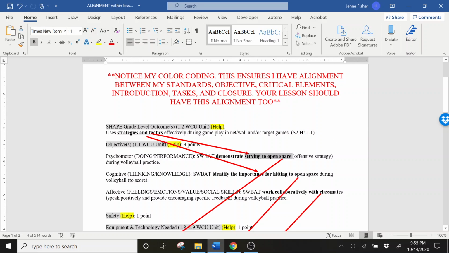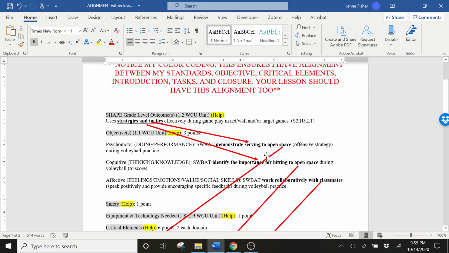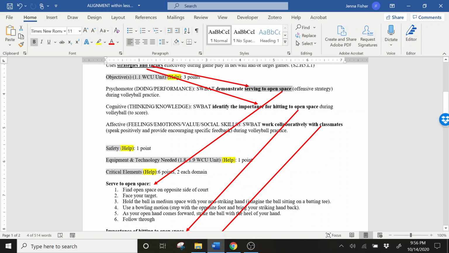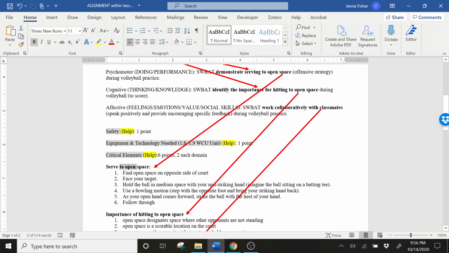So notice this arrow I have here going from strategies and tactics down to serving to open space in the psychomotor domain, which then means we need to take this major content or the product or whatever we're teaching in that psychomotor objective, and you need to have critical elements that align with that objective, so serving to open space. So tell me exactly how to serve to open space, step by step.